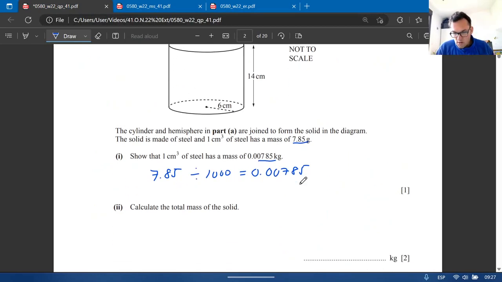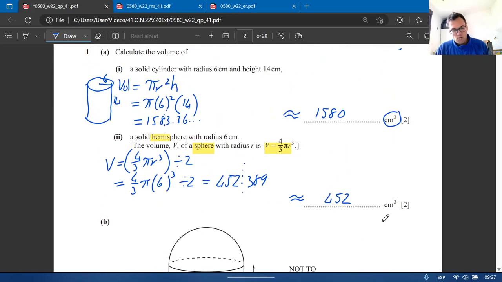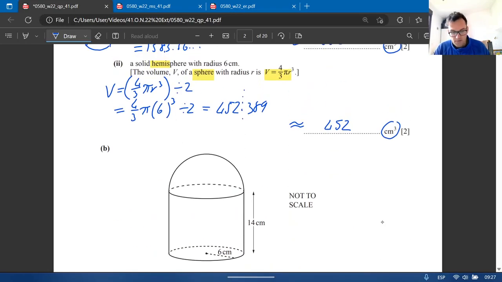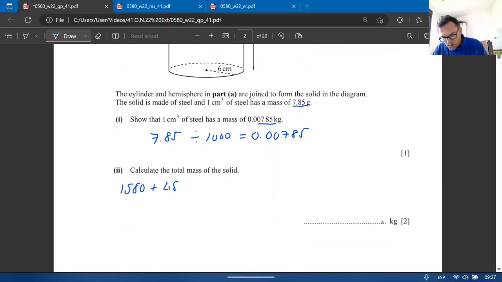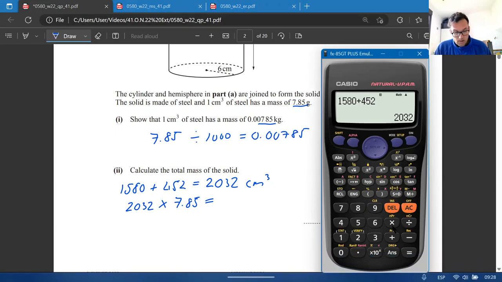Okay, the total mass of the solid. Now, remember, this is all still one question. And we did calculate the total volume of that whole shape. First, we calculated the cylinder, which is 1,580, and then the volume of this hemisphere is 452. So we add those two together, 2,032 centimeters cubed. That's the total volume of the solid. Okay, and then they tell us 1 centimeter cubed is 7.85 grams. So we just need to multiply that together. So each 1 centimeter cubed is 7.85, and we've got more than 2,000 of those cubes fitting inside the shape. So we can just multiply that together.